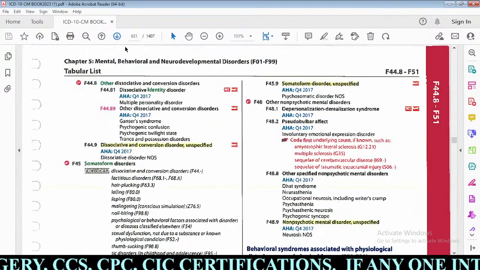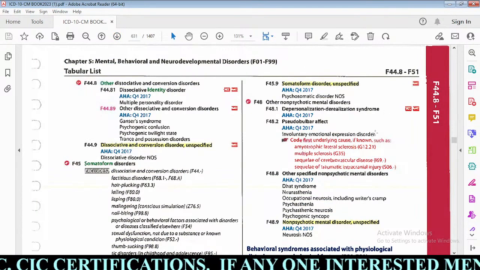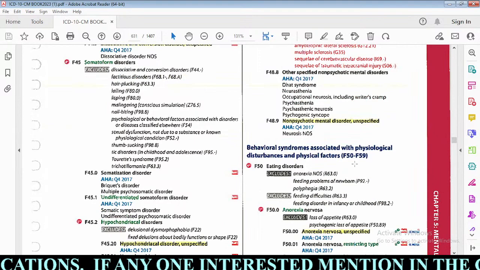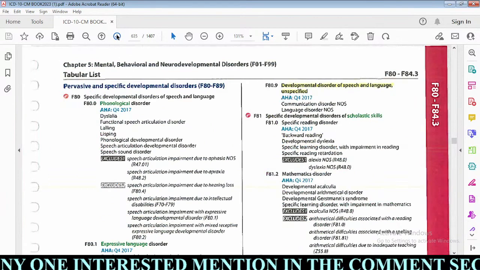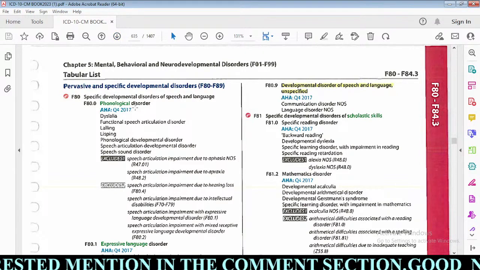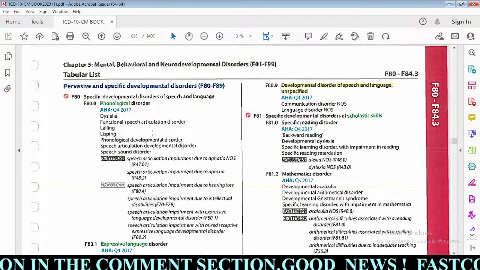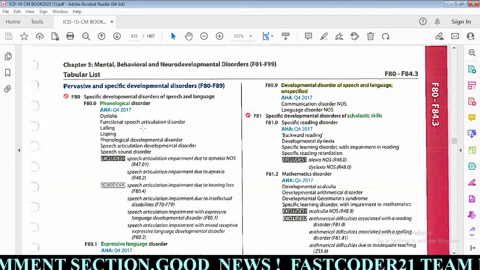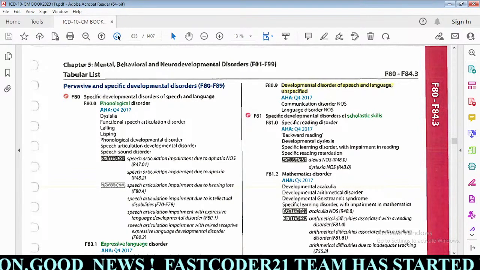Yeah, most of the times like that only. You just need to understand the symbols first, then code first underlying cause like these guidelines, and you can do good. So while live coding, if you have any doubt about phonological disorder, we can check AHA Coding Clinic quarter 4 2017. Anyway, in the CPC exam, you don't have access to Coding Clinics, but while doing live coding, we can check quarter 4 2017 Coding Clinics.